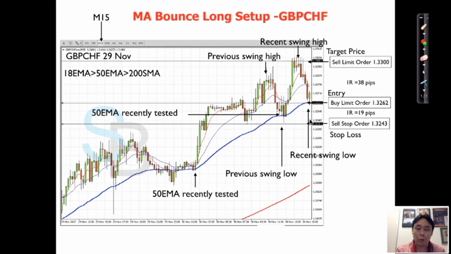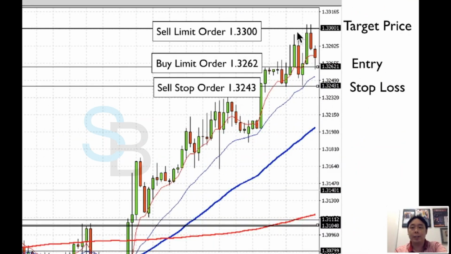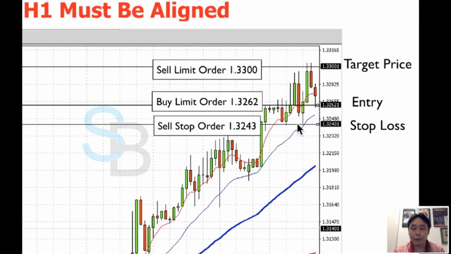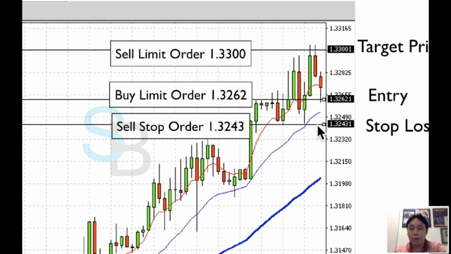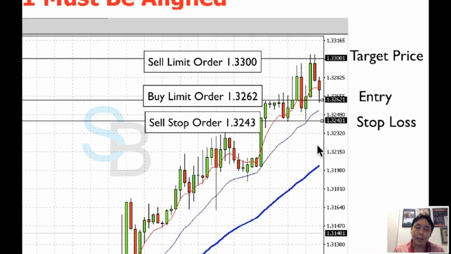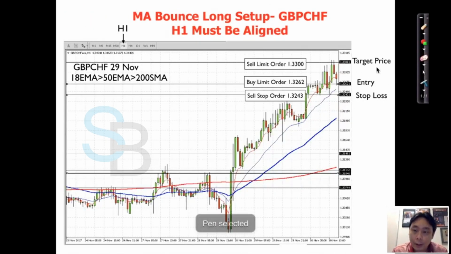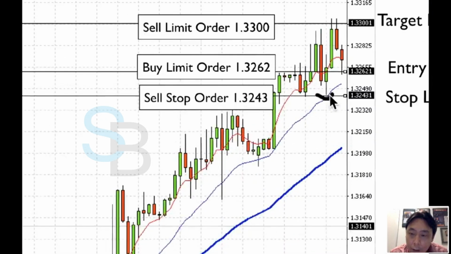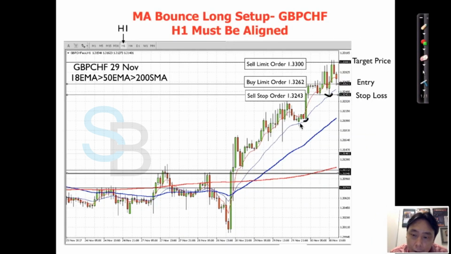Now, once you click on H1, these three lines would still be there. And you can see that on the hourly candles, my stop loss, which is this black line here, is below the 18 EMA on the H1 candles. And you can see that on the H1 candles, the 18 EMA has proven to be a strong support as well. Can you see? It was a strong support here. Support, support, support, support.